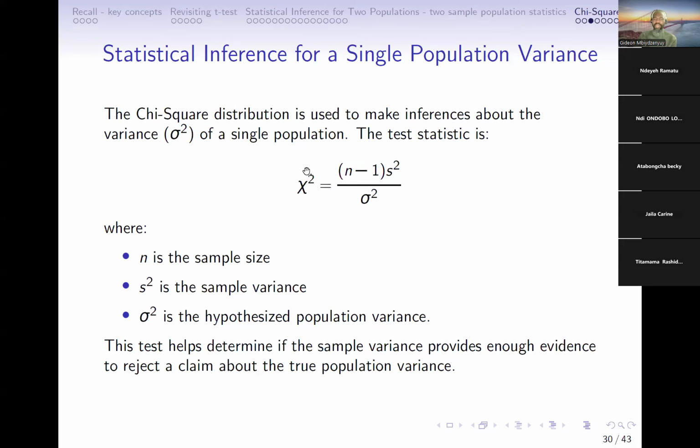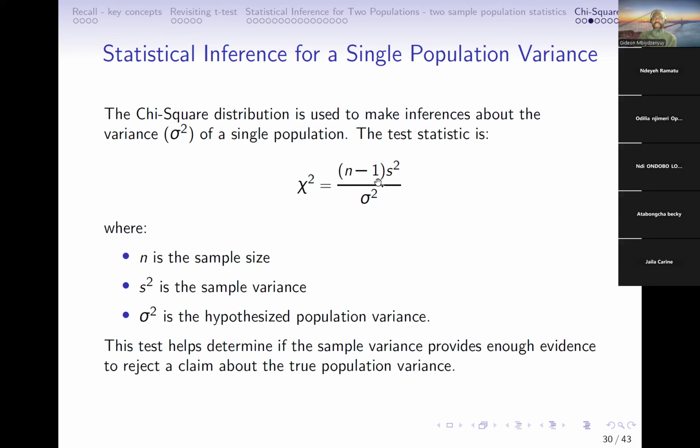The symbol here is not an X, but it's another Greek character for chi, which is this. It's not an X, so do not confuse that. X2 is the chi-square symbol. It has nothing to do with the square of X.